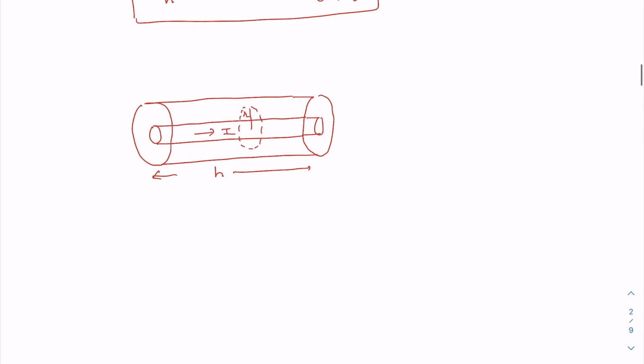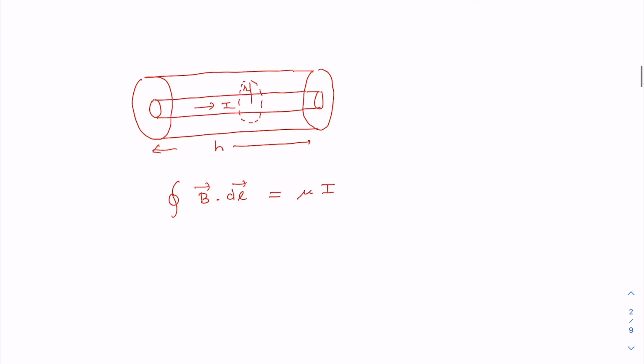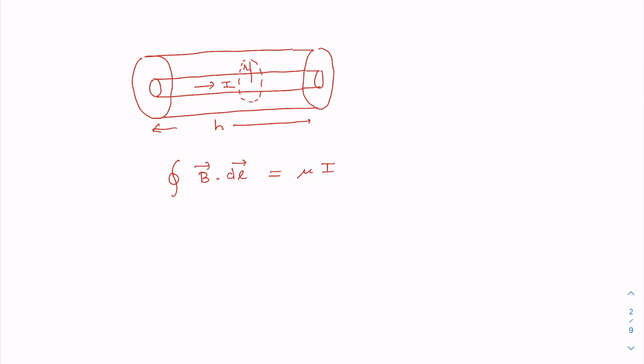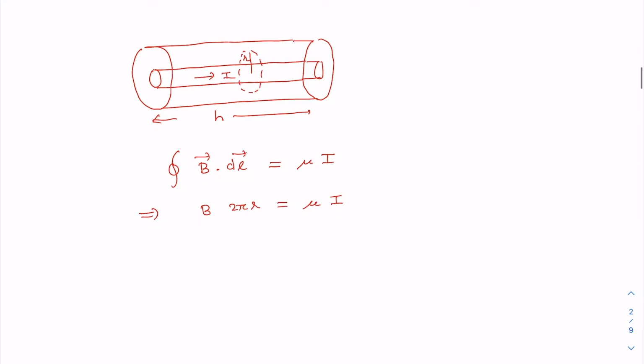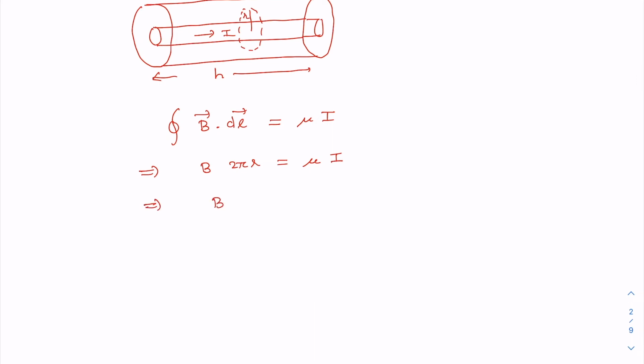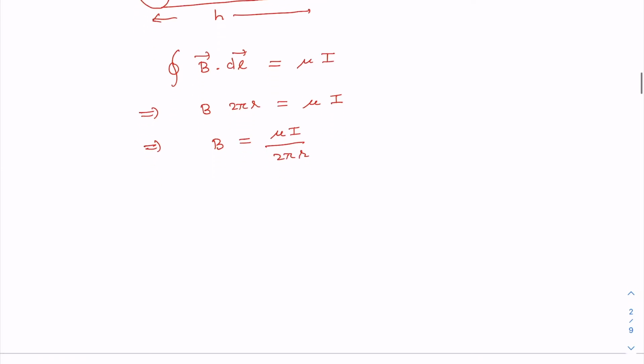If I apply Ampere's law, I know that the integral of B dot dl is equal to mu I, where mu is the permeability. So this will give me B into 2 pi r is equal to mu into I. Therefore the magnetic field B is equal to mu I divided by 2 pi r. And now what about the flux through this imaginary Amperean loop?